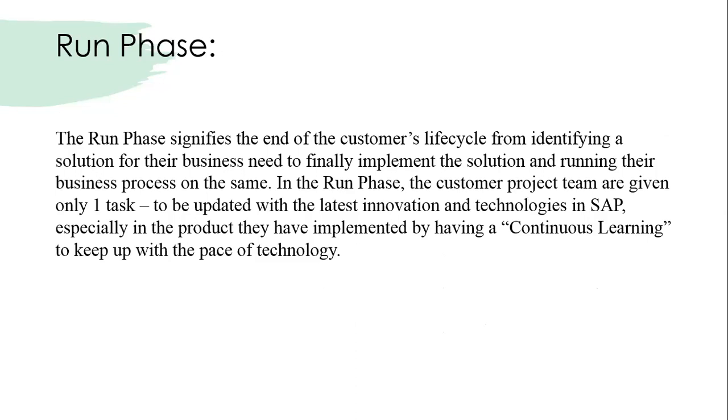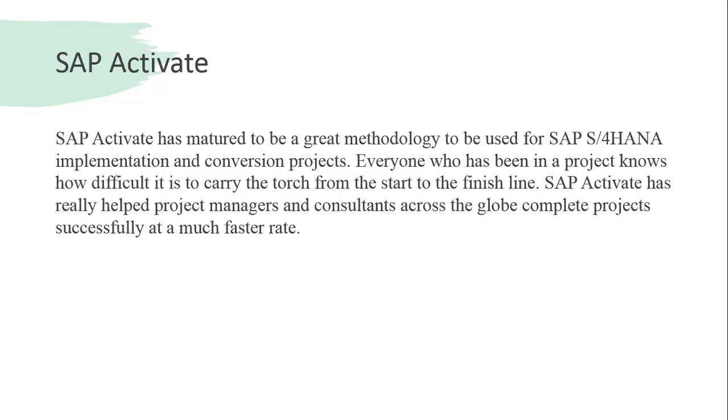The last phase, which is the run phase, signifies the end of the customer's life cycle, identifying a solution for the business need to finally implement the solution and run their business processes at the same time. In the run phase, the customer's project team is given only one task: to be updated with the latest innovation and technologies in SAP. Of course, it doesn't end. There is continuous learning and improvement within the SAP system.